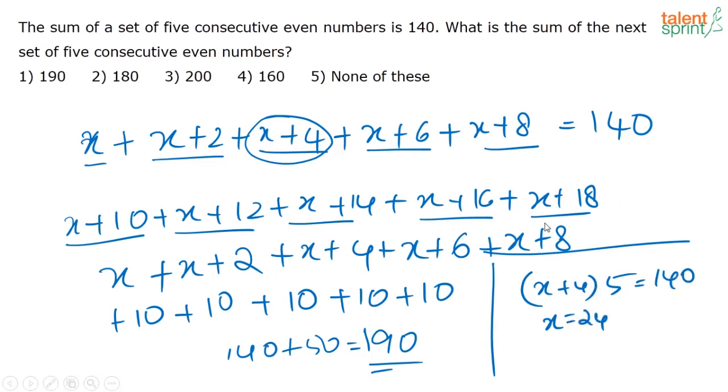Now, in the new case, what is the average? The new average is going to be x plus 14. So, what will be the sum of the new set of numbers? It is going to be x plus 14 into 5, correct? So, you know x is 24, directly you get the answer as 190. So these are 2 ways in which you can solve the question. I hope it's clear. Whichever is easier for you, you can follow. I hope both the methods that I explained were clear for you. Let's move on to the next question now.